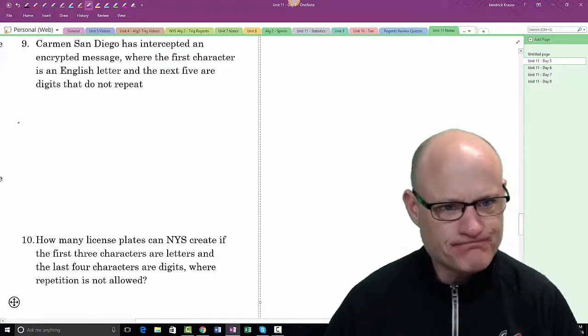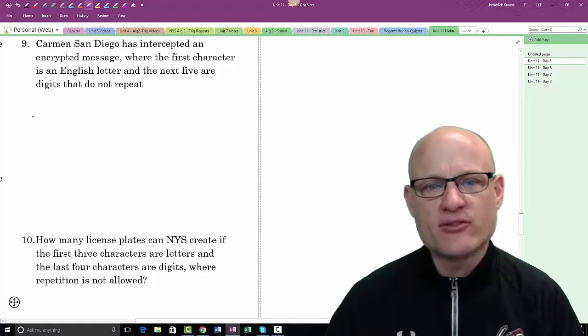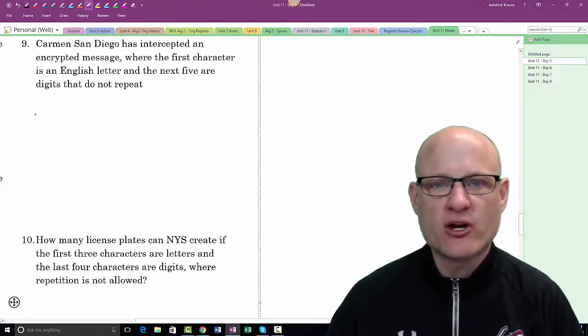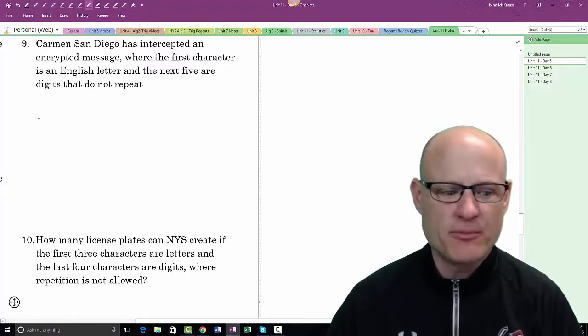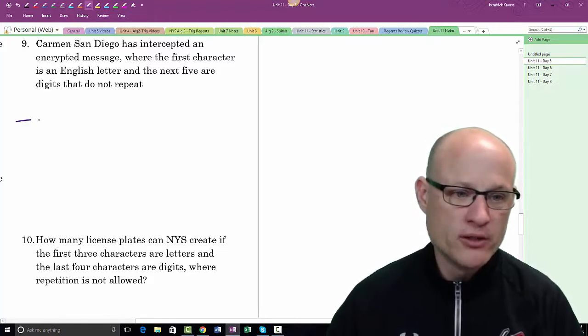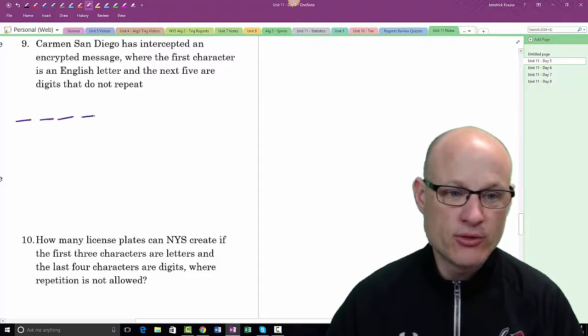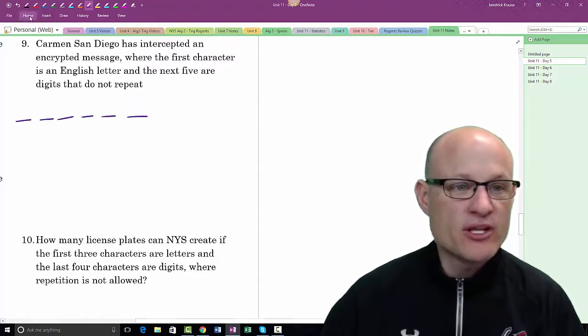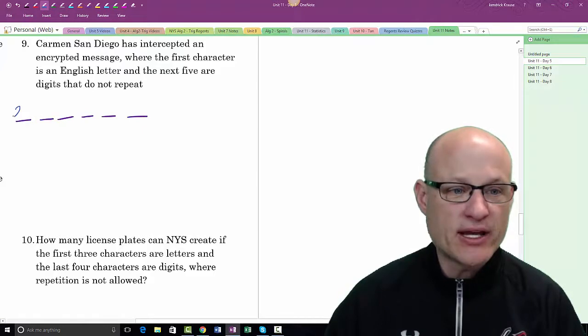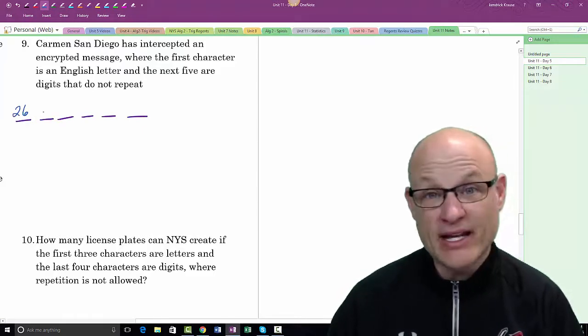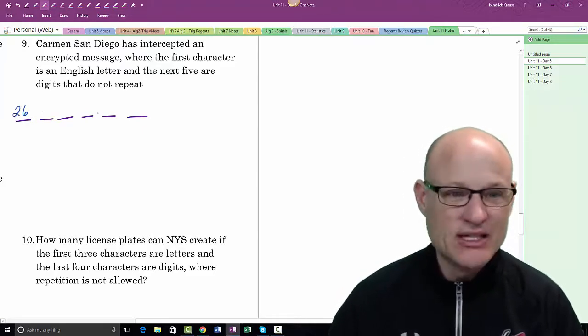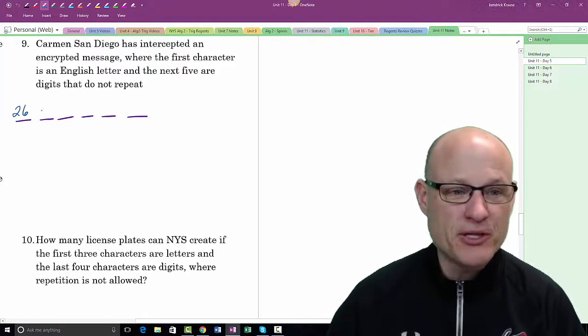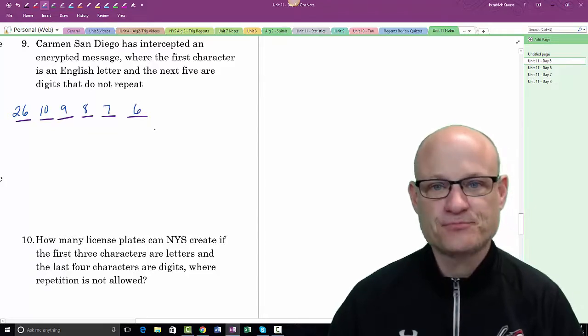That'd be really nice. So Carmen Santiago has intercepted a message where the first character is an English letter and the next 5 are digits that do not repeat. Okay. 1 letter. 1, 2, 3, 4, 5. So in this first spot, I got to put a letter. It doesn't say it could be any letter, but it has to be an English letter. So that's why I say 26 letters. And the numbers that cannot repeat. So 10 times 9 times 8 times 7 times 6.